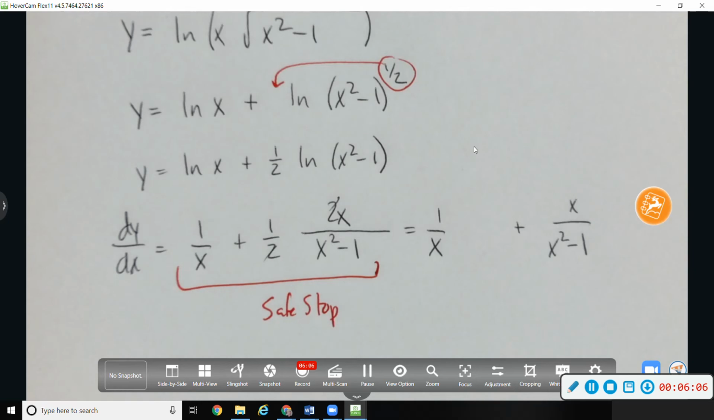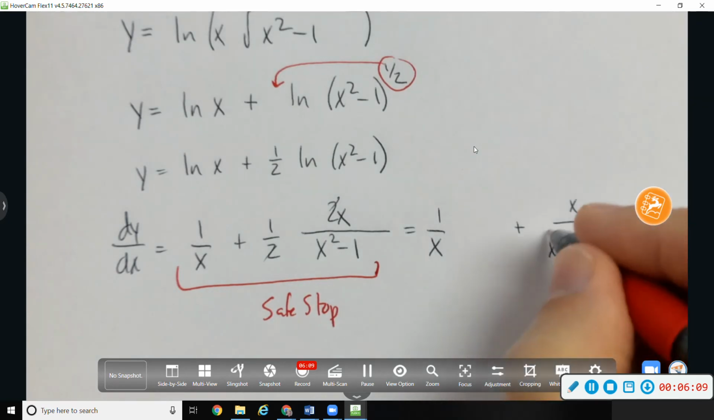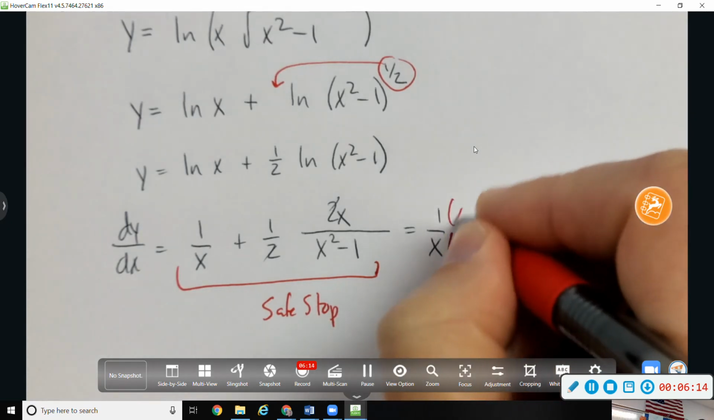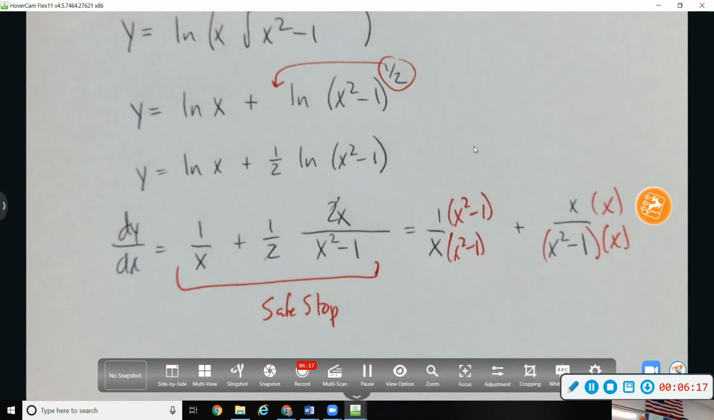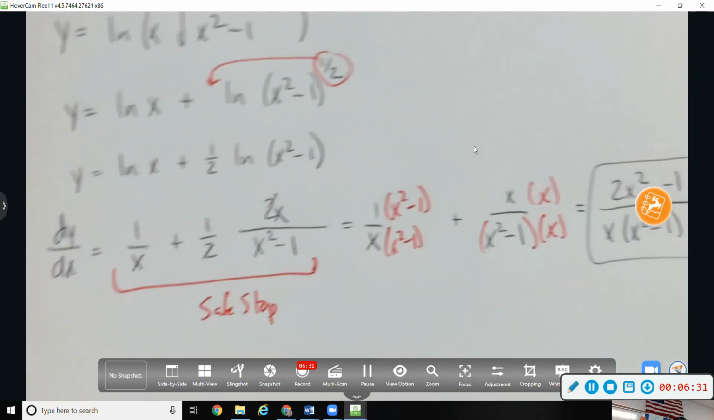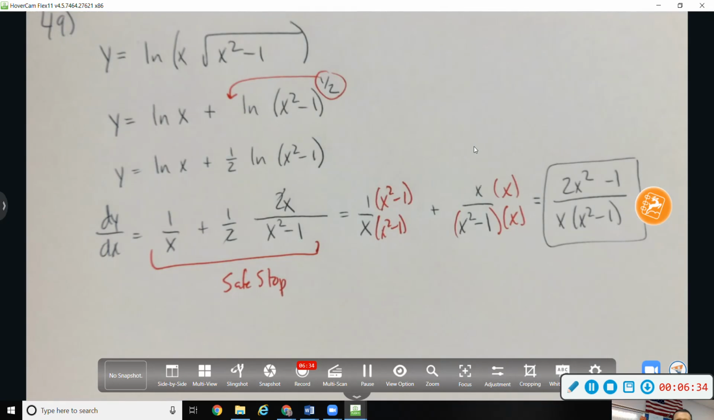But if we want to do our algebra skills here, this one would need an x top and bottom. This one would need an x squared minus 1 top and bottom. So that would be x squared plus x squared is 2x squared minus 1 over x times x squared minus 1. So there's where the back of the book comes up with their answer. Multiple choice CalcChat answer.